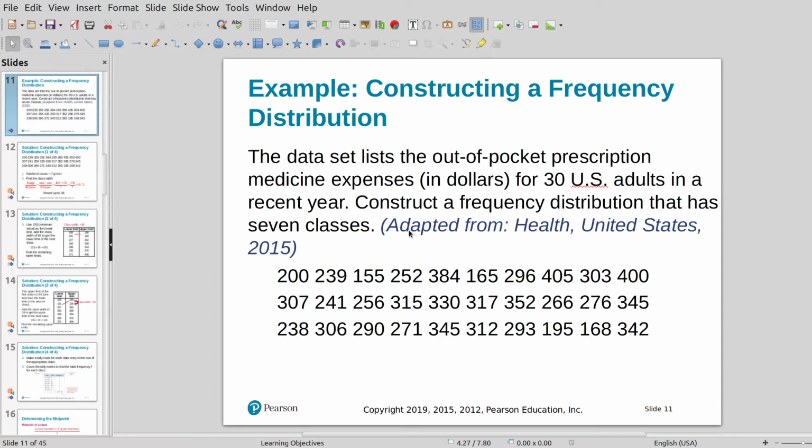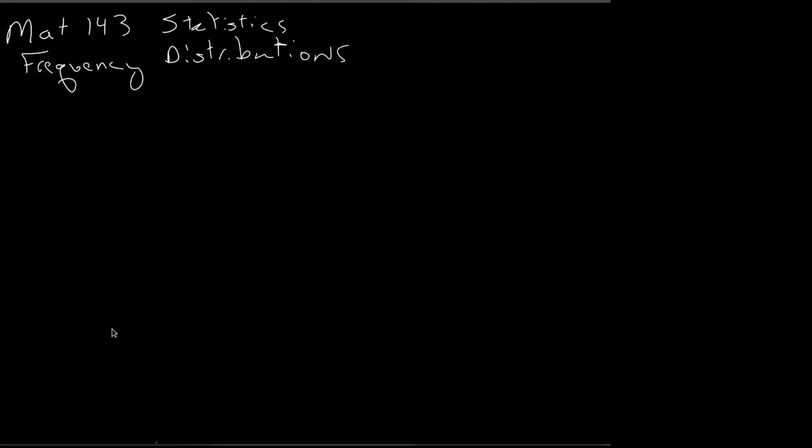So we're going to use those rules. We're going to find the bin width if we're going to make 7 classes. Okay, so we're going to make 7 classes. So let's do that. I'm going to come back over here and we'll do our data. So we have 7 classes.